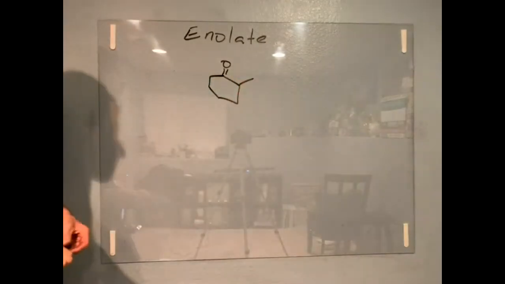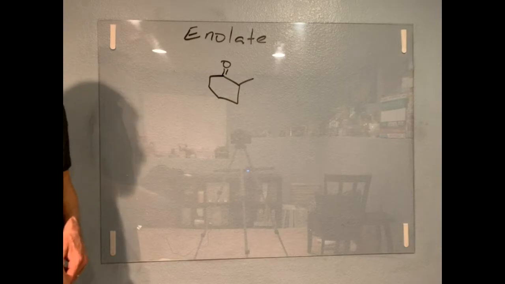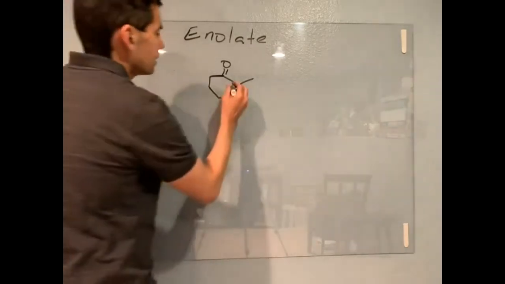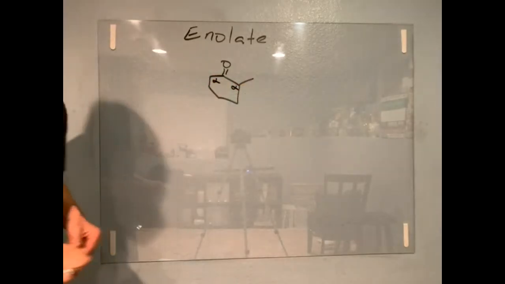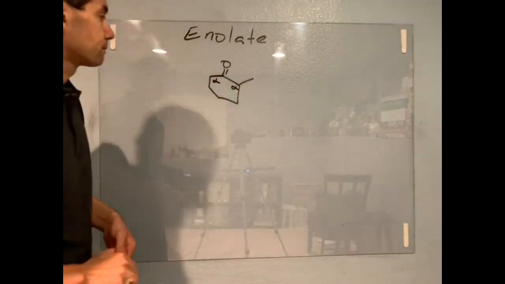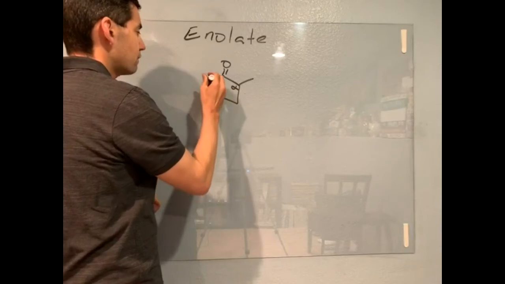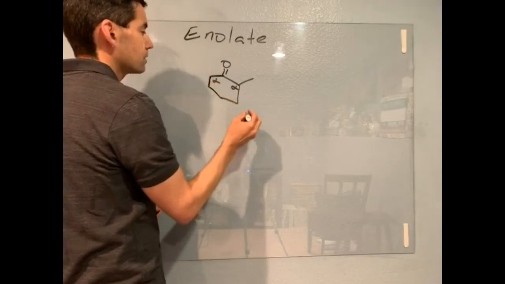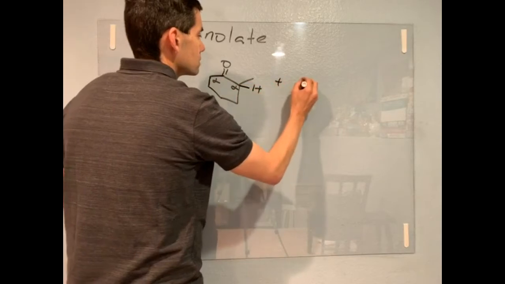Let's look at this example here. How many different alpha carbons do I have on this ketone? I have one here, and I have one over here as well, right? I'm going to have two alpha carbons to work with here. So what happens? How many different types of enolates can we form? Well, since we have two different types of alpha carbons, there are two different types of enolates we can form. So let's look at those.